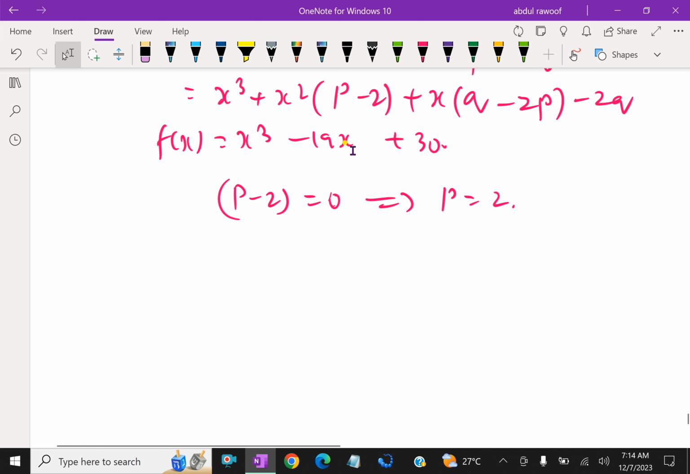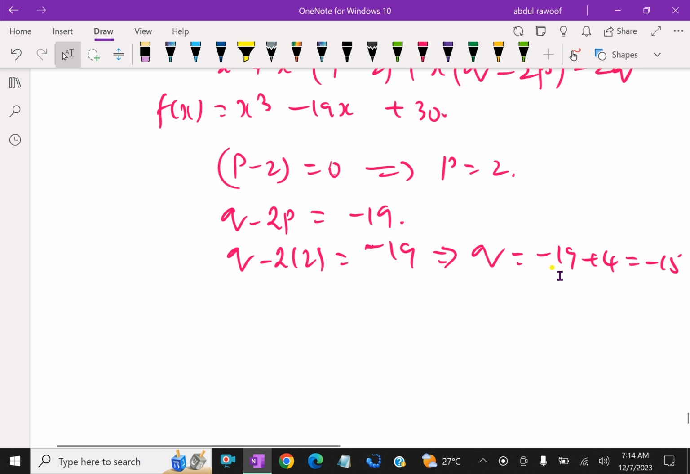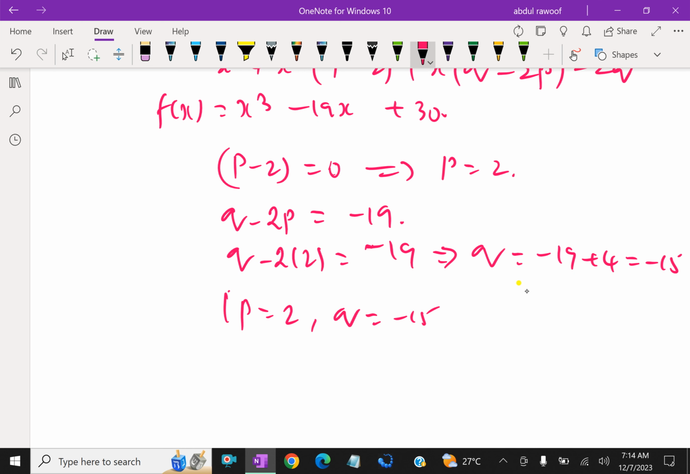Comparing the x term, here the x coefficient is q minus 2p. q minus 2p equals minus 19. Already we got p as 2. Substitute that: q minus 2 into 2 equals minus 19, so q equals minus 19 plus 4, which is minus 15. So we got p equal to 2 as well as q equal to minus 15. Here we got the p and q values.